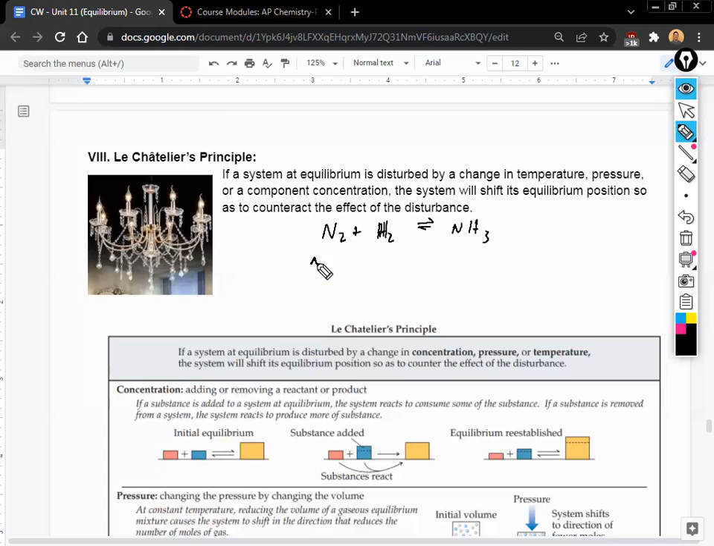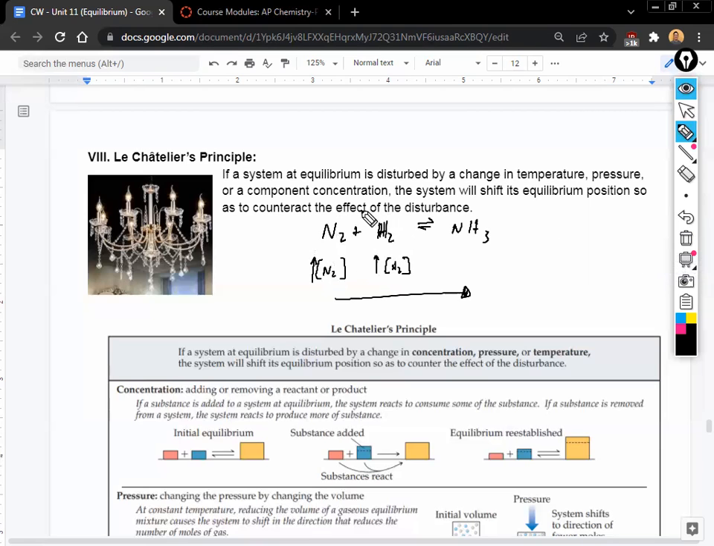If you increase the concentration of N2, and if you increase the concentration of H2 in your system, it's going to force the equilibrium towards the product. And that's how you can create more and more ammonia. You just need to add more and more of the reactants, okay? So that's how this principle works. You just need to alter one side and it'll have the opposite effect on the other side, okay?